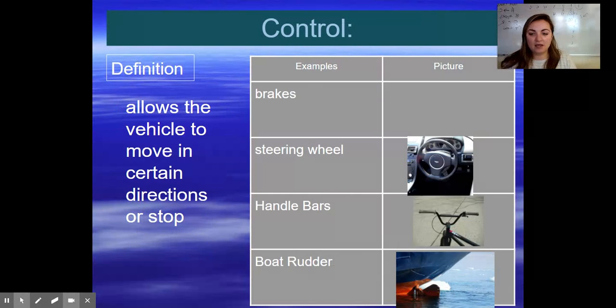The next subsystem that we have is control. Control allows the vehicle to move in certain directions or stop. For example, we have brakes, the steering wheel of a car, the handlebars, and the boat rudder. It's anything that's going to turn and allow the vehicle to change direction, or help speed up or slow down the device. The brakes and the gas pedal, the steering wheel, the handlebars, the boat rudder, all of those things are part of control.